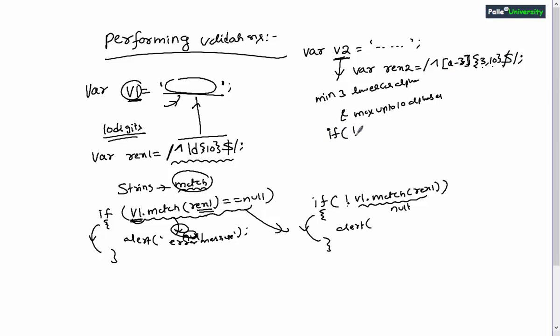We must write if not v2 dot match of rex2, right? So you only tell me when exactly v2 dot match function will give null. Very simple. When the v2 variable's content is not matching to the regular expression rex2, obviously match function will give you null. So not null means true. At that point of time, whatever the error message you would like to display, you can display it by using alert. I believe you understood. Okay. So here the key point is writing a regular expression.